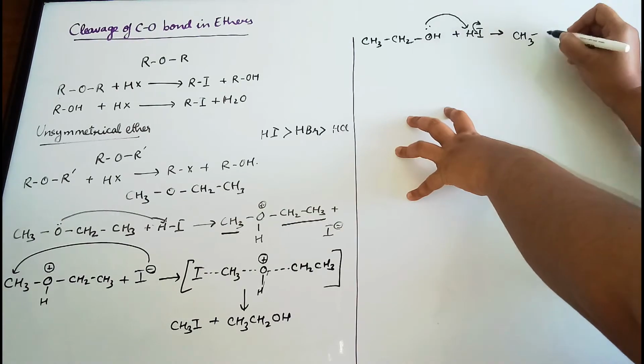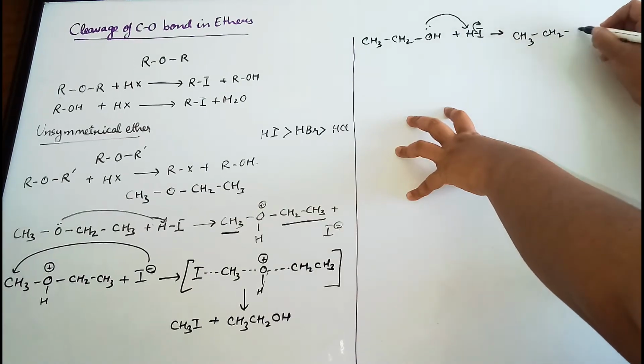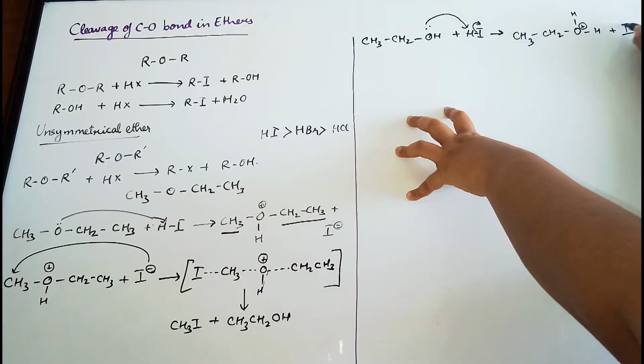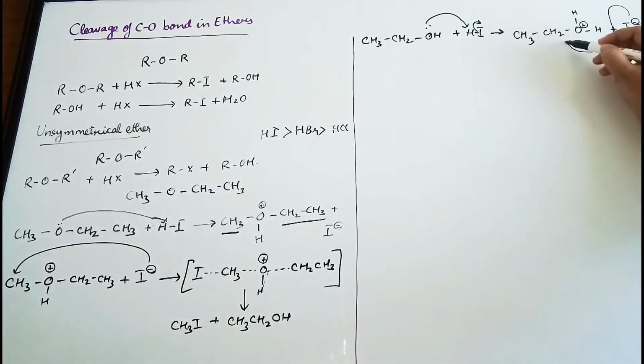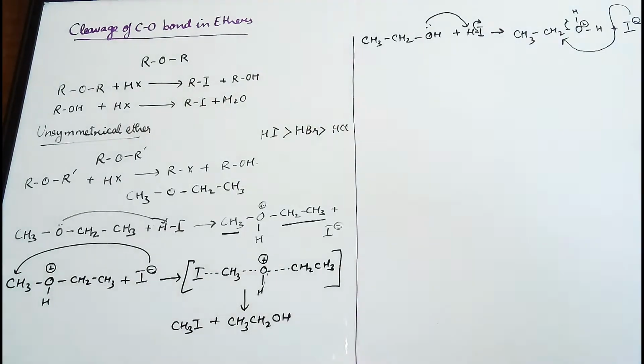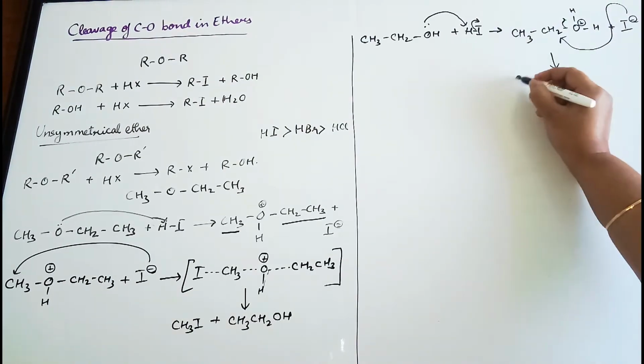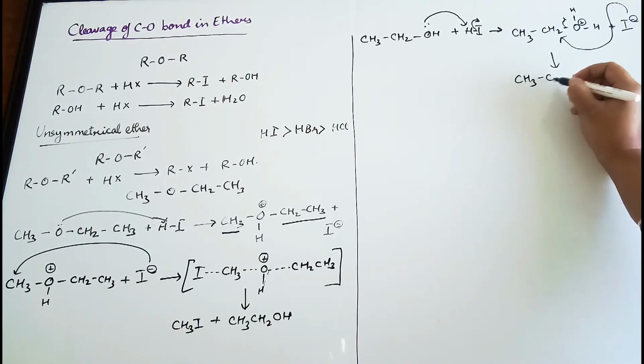So we have CH3CH2OH2 plus charge, plus an I minus. Now again what is going to happen? The I minus will come attack this carbon atom and kick the water molecule out. So this is going to get removed, and here you have the formation of an alkyl halide.